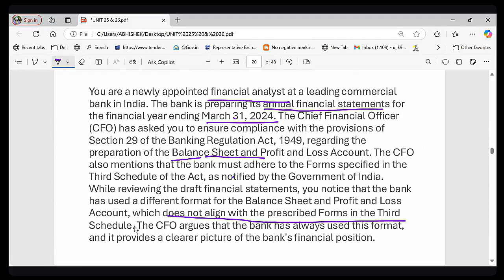in the schedule. So the CFO, the chief financial officer, insists that the bank has always used this format because it provides a clearer picture. So see what is happening here.